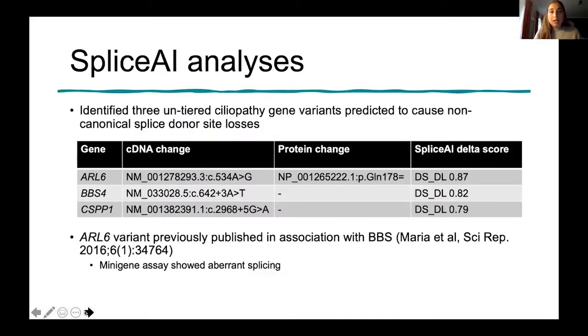Then looking at our SpliceAI analysis, our custom SpliceAI script revealed 3 variants that would cause non-canonical splice defects. The first is a synonymous change in RPL6, which wasn't listed on PubMed, but when we went to the medical literature, we did find that it's been previously published in association with BBS, with functional evidence through a minigene assay showing an aberrant splicing effect. And then we found 2 other variants just outside of the canonical splice sites that were predicted to be pathogenic also.